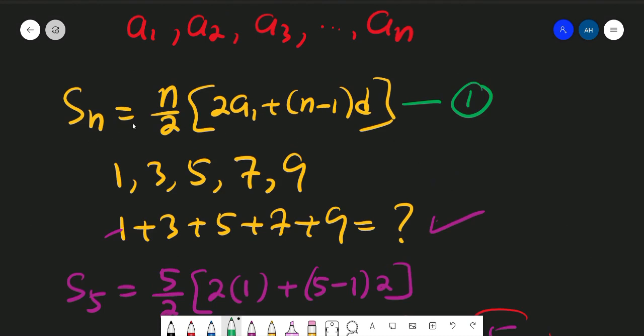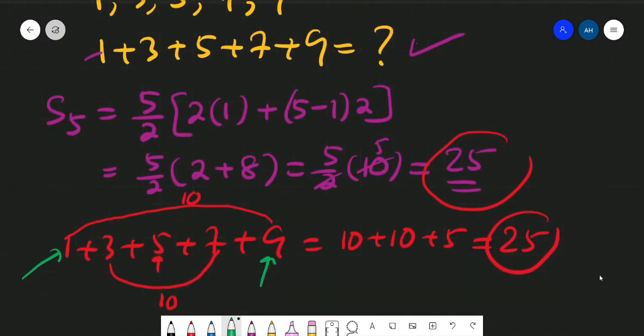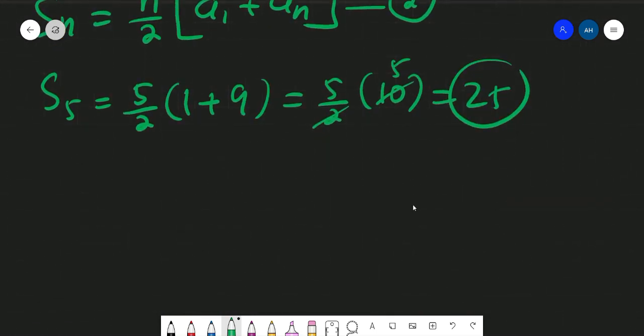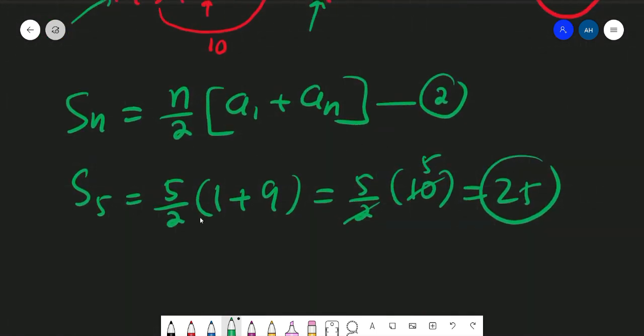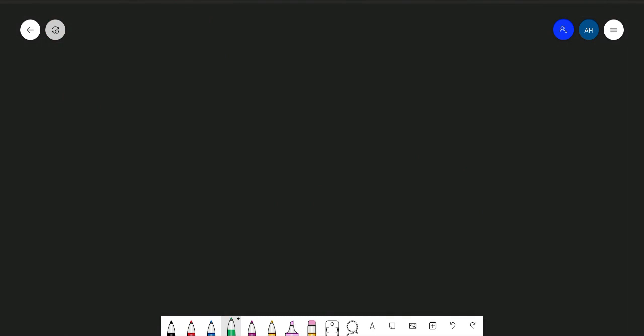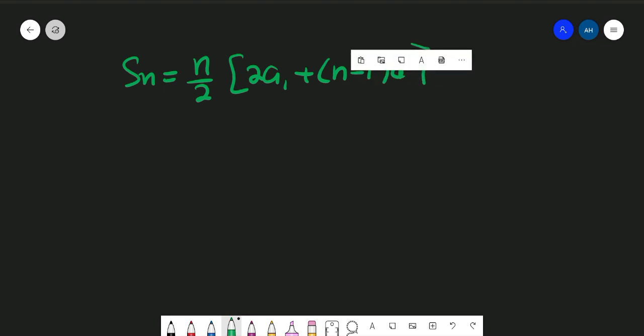It's very interesting to show. And not only this formula number 1, but we can also show the origin of formula number 2. We need to explain two formulas. That is the formula for the partial sum, Sn equal to n over 2 times 2a1 plus n minus 1 multiplied by d. We need to explain this formula. This is formula number 1.